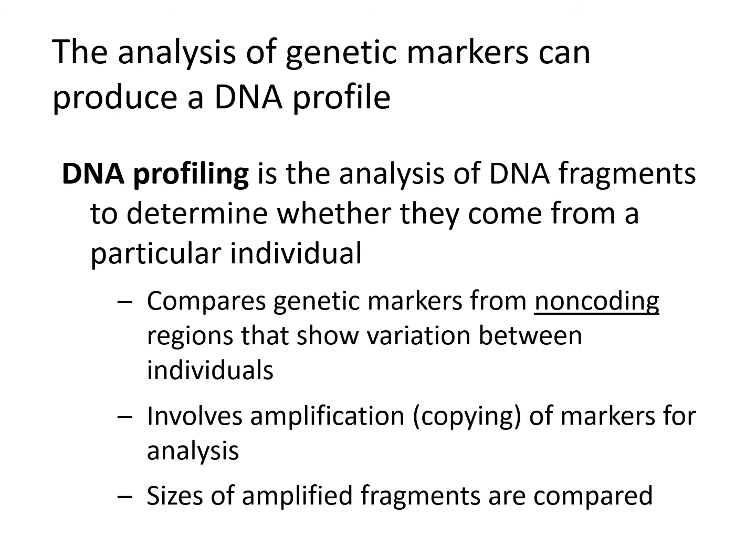It usually involves some amplification, copying of the markers, and then the sizes of these amplified fragments are compared. Amplification is done by PCR. PCR, which we'll talk about in a minute, does the amplification. It takes a small sample and can make many copies of that to give you enough DNA to do an analysis. And then the sizes of the fragments are compared through electrophoresis, which we're going to talk about as well.